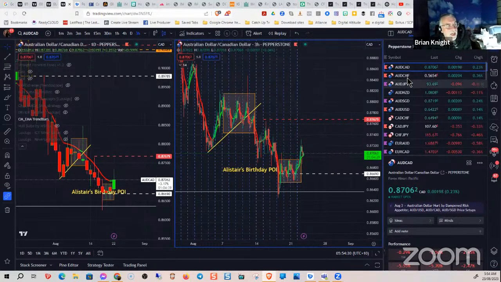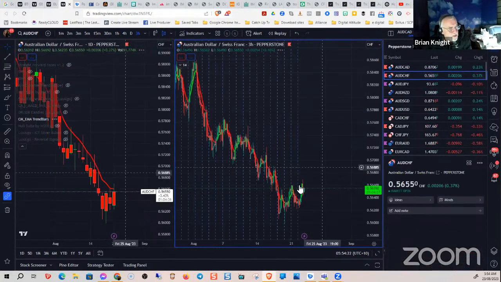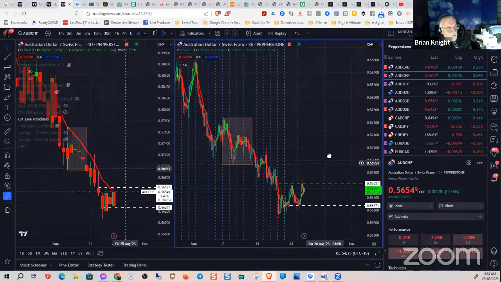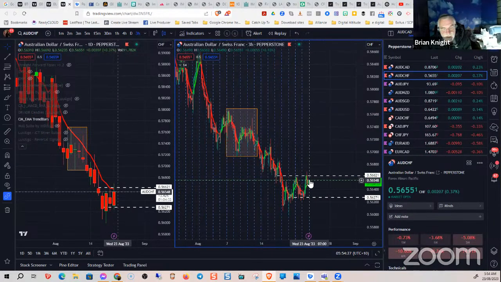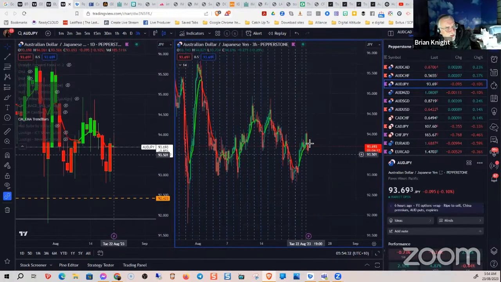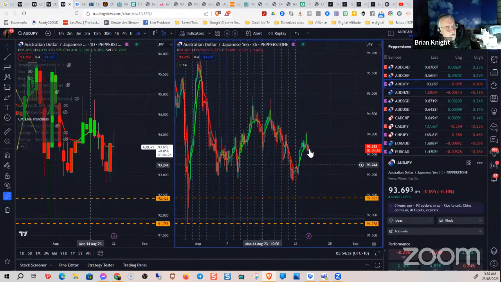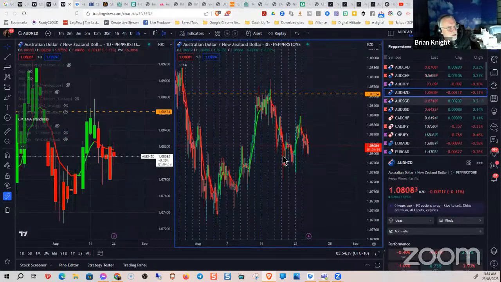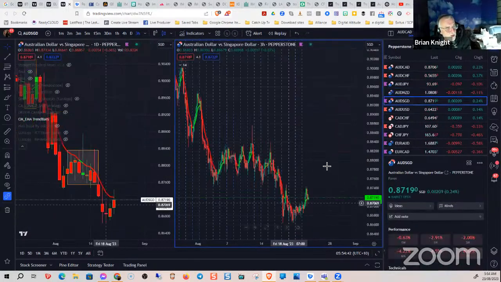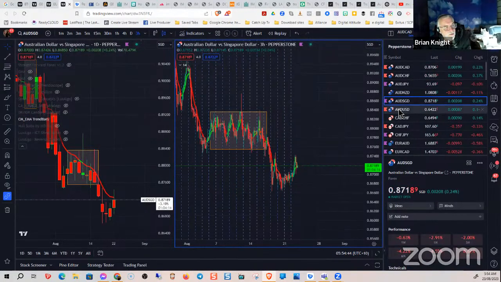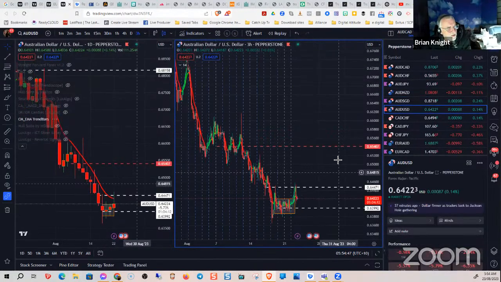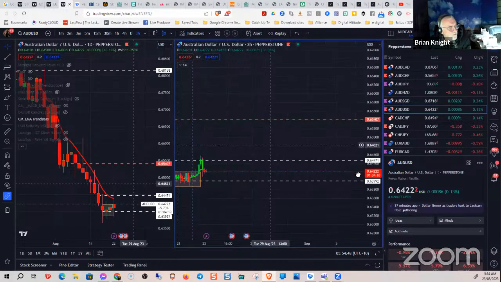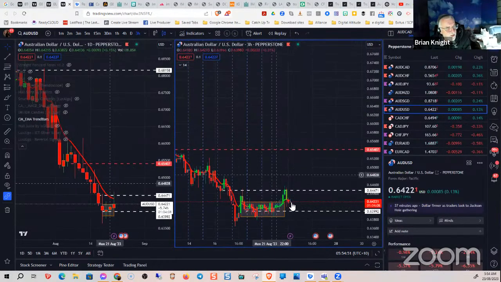So AUD CAD, the AUD CHF, same thing. You can see they all are doing a little bit of pullback up. It just means there's a little bit of strength in the Aussie dollar, because they're all doing it like that. But then you see the JPY, like see the Aussie dollar weaken off against that. AUD NZD, you can see it weakening off. Singapore, that's doing the pull up and then the weakening off. AUD USD, same thing. See where it does a pull up, but now it's going weak again.